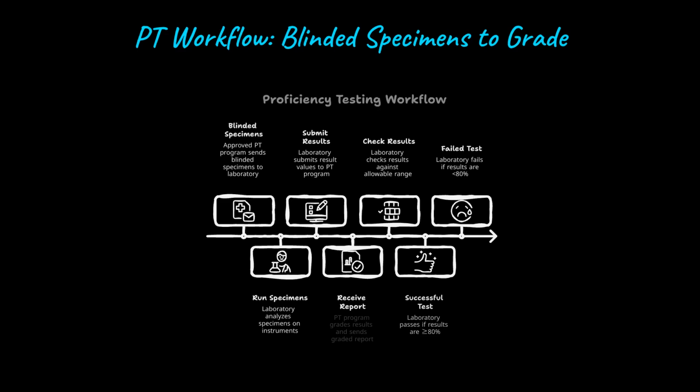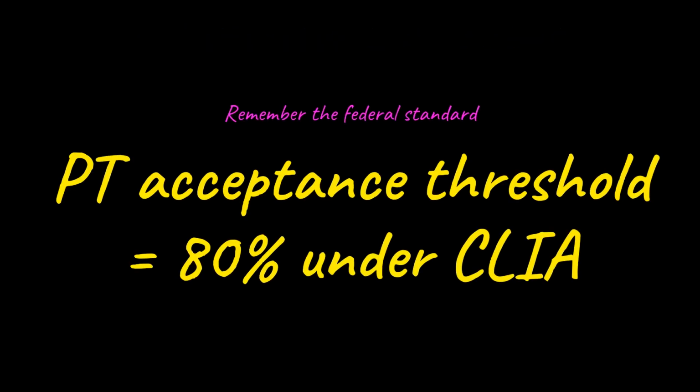3 times per year, an approved PT program ships blinded specimens to enrolled laboratories. The lab runs each specimen and submits its values. The program grades each result as inside or outside the allowable range, then calculates the percentage passing. That percentage is what gets compared against the 80% threshold. Whenever a question asks for the standard proficiency testing acceptance threshold, the answer is 80%. Tighter internal lab goals and CLSI analytical specifications are different frameworks. 80% is the CLIA number, applied uniformly by CAP and all other approved PT programs.